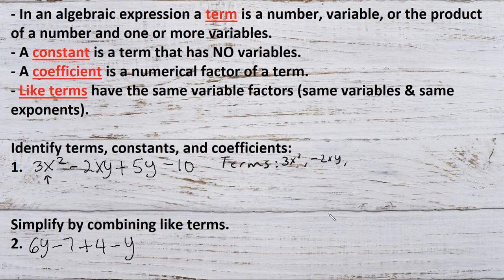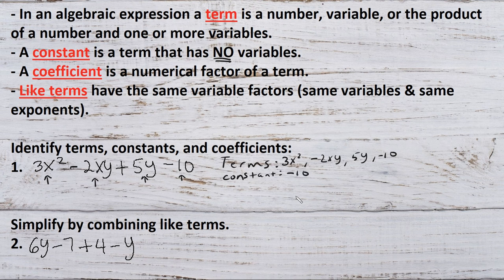We also have 5y. So all of these are terms. And then we also have this negative 10 at the end. So these are all terms of this polynomial, or this algebraic expression. Another thing here is our constants. Constants, remember, are the terms with no variables. So the constant that we have here, as we look through, is negative 10. So we want to make sure that we say that the constant of this algebraic expression is negative 10.